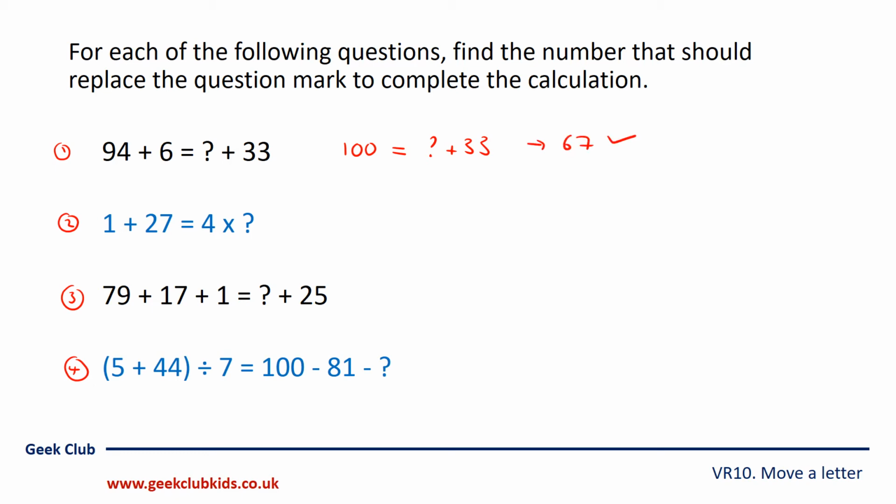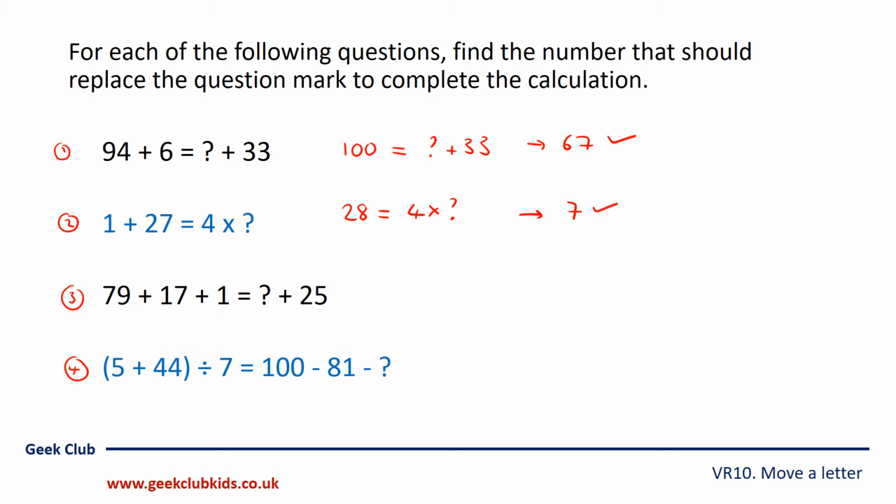Okay, the next one, we've got 1 plus 27 on the left side. So 1 plus 27 is 28. And that has to equal 4 times something. Well, we know from our times tables that 4 times 7 is 28. So the correct answer here is 7.